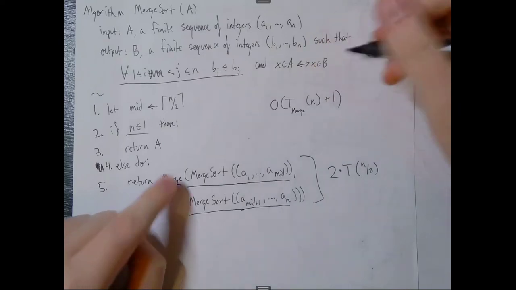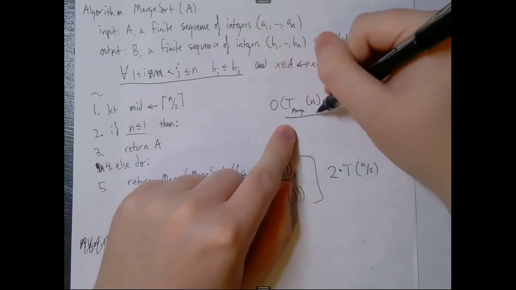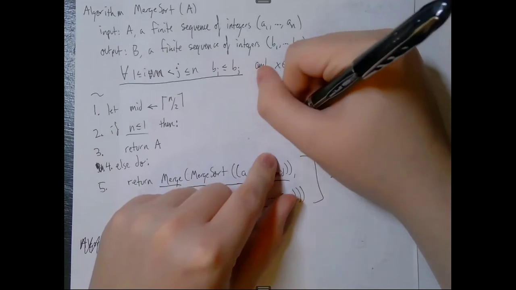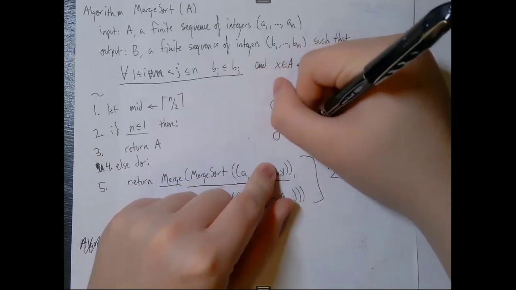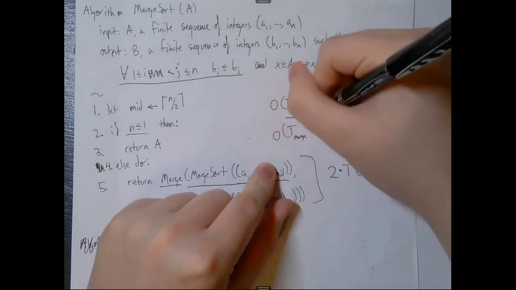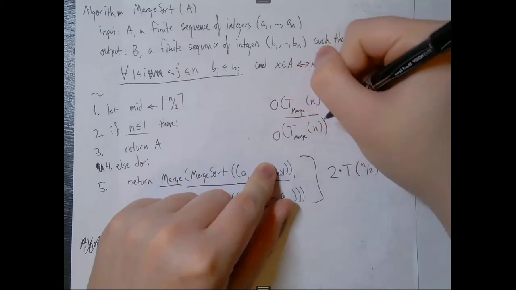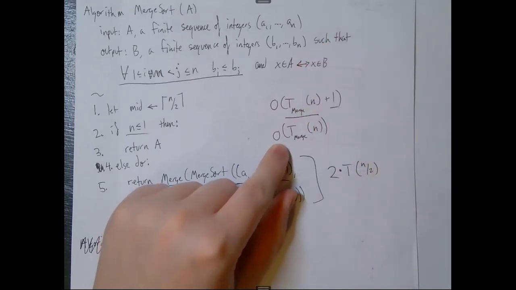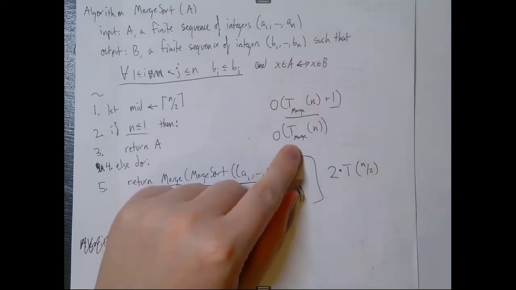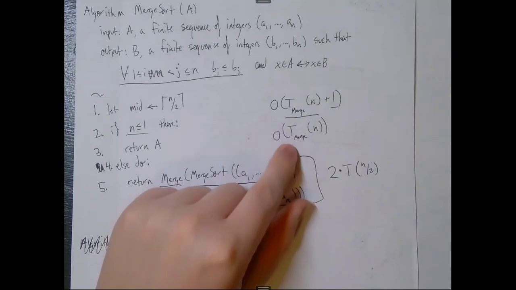Or really, since this is going to be much larger than this, we can just basically simplify this to O of t sub merge of n. Now here's the problem. We want to figure out what the big O notation is for merge's t function, in order to really fully flesh out what this is.